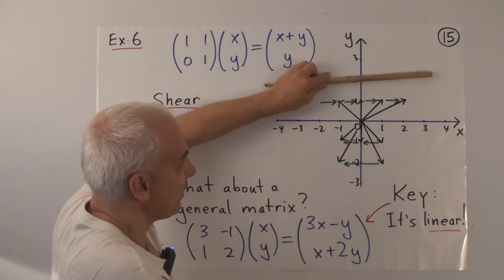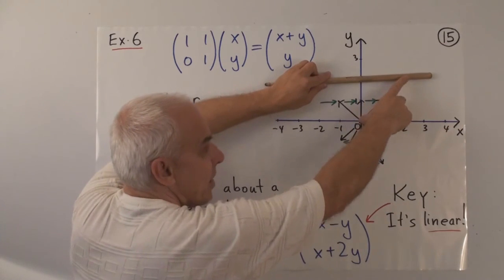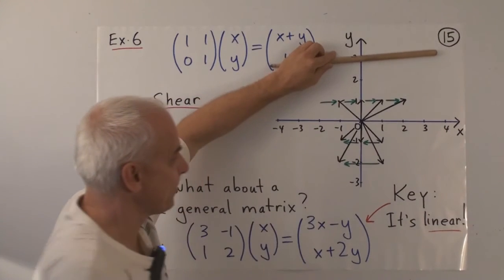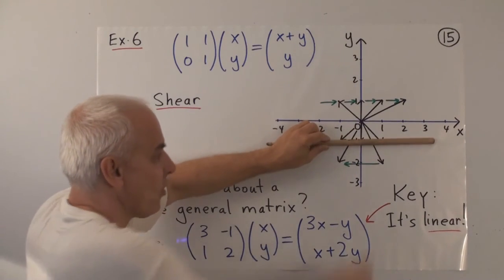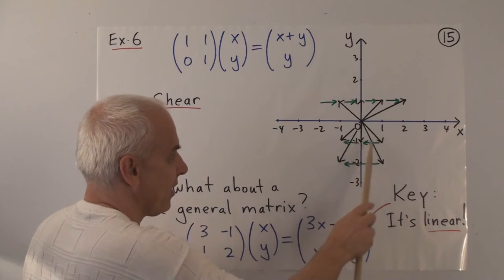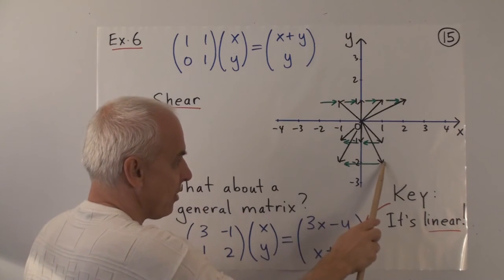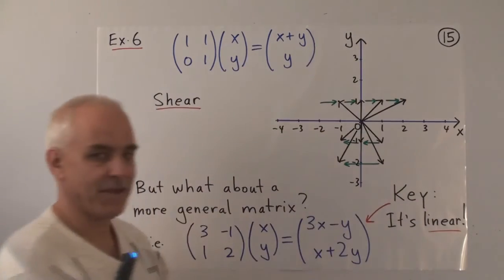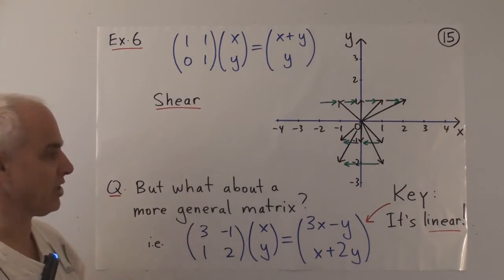All the vectors that lie on this line would get moved over by 2. All the vectors on this line would get moved over by 3. The vectors on this line get moved over by minus 1. So this vector gets sent to there, this vector gets sent to there, and so on. This vector gets sent to that vector there. Everything kind of gets moved. This is called a shear.